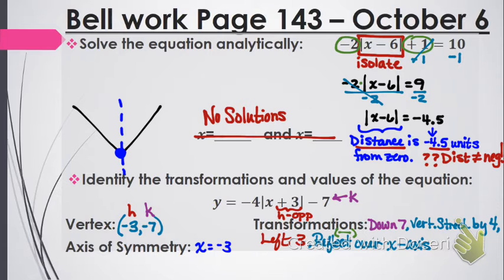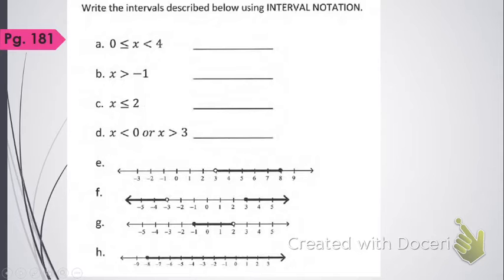All right, I want you to flip forward in your books for me to page 181. Page 181. We're going to do a little short reintroduction to something called interval notation, which we've already been using. We've been using this to write our domain and range.